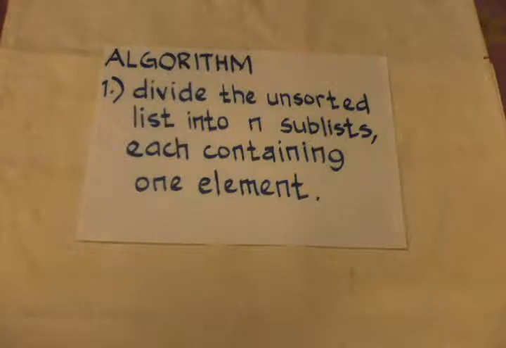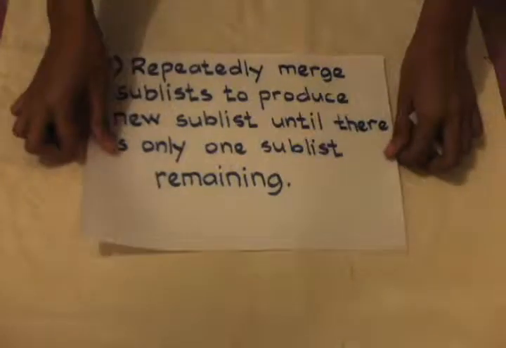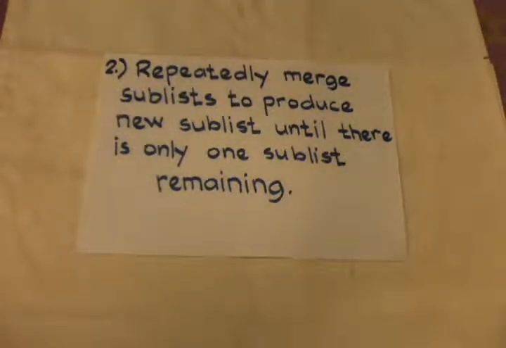First, divide the unsorted list into n sublists, each containing one element. Take note that a list of one element is considered sorted. So the next step is this: repeatedly merge sublists to produce new sublists until there is only one sublist remaining, which will be the sorted list.